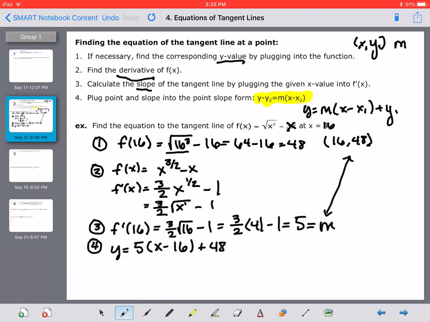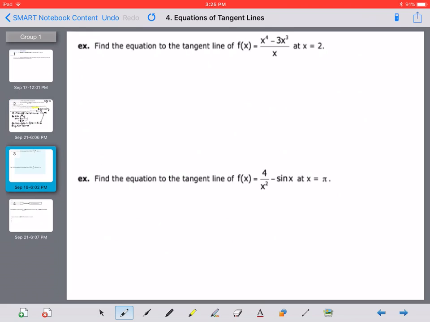Let's look at another example. It says to find the equation of the tangent line of f of x equal to, and it gives us a rational equation at x equals 2. Now, I hope this is the right problem. If it isn't, rewrite your problem to match this problem. So just like before, the first thing I'm going to do is figure out my y value. So f of 2. I'm plugging in to that equation.